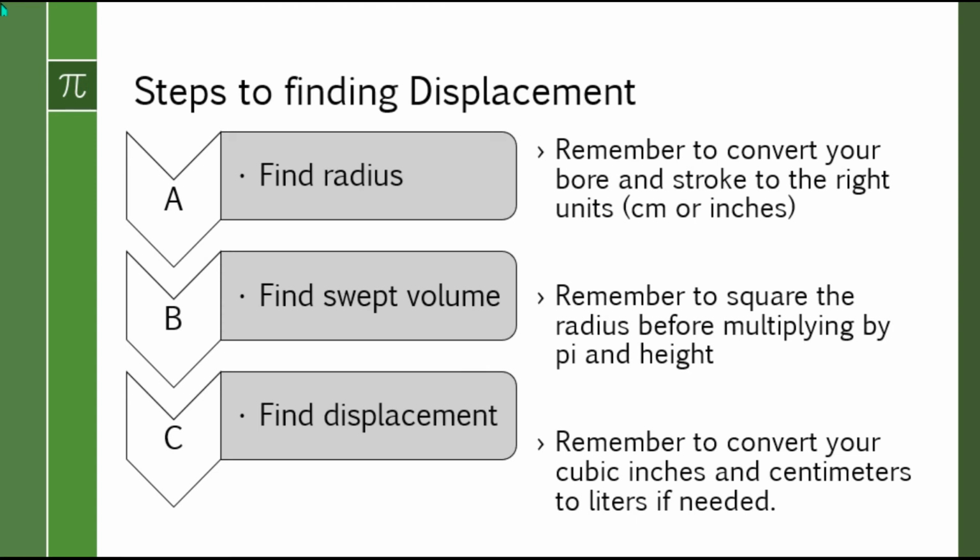All right, to summarize our steps to getting to the displacement, when you start out and you're given a bore and a stroke, make sure you change that bore to a radius rather, by dividing it by 2. Remember to do any conversions if you need to. You will want to be in centimeters or inches before you start. Okay, you're going to take that radius and put it into the swept volume formula, and you will get the swept volume of one cylinder. Now, things to remember here, square that radius before you multiply by pi and the stroke height.